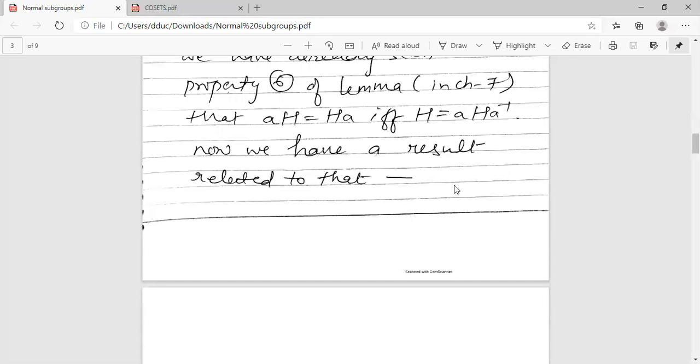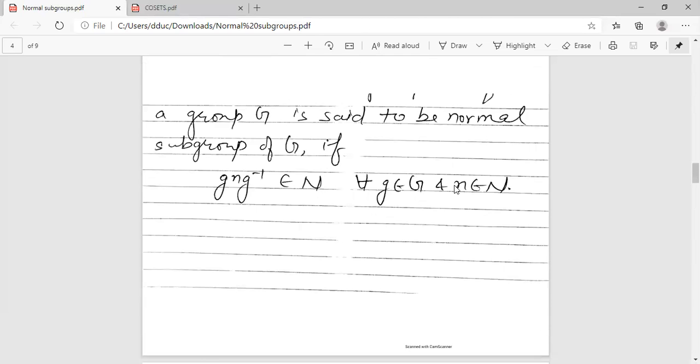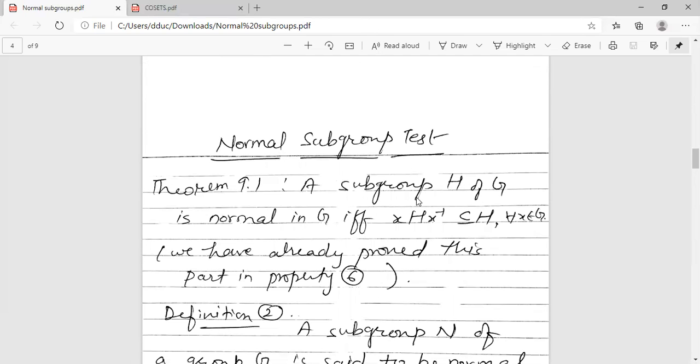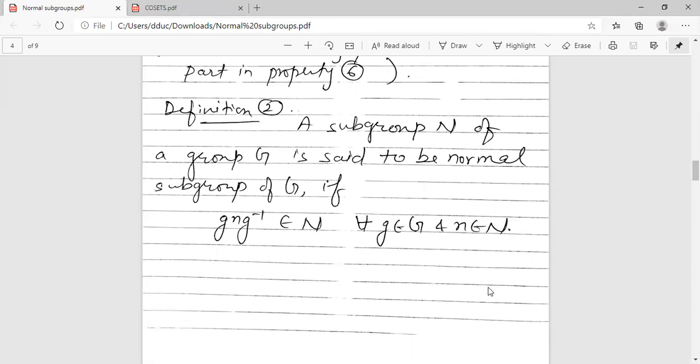So in this normal subgroup test, we are saying that H is a normal subgroup of G if and only if XHX inverse is contained in H. This result we have already proved in the previous video when we were studying the properties of cosets. There we proved 7 properties of coset. So the proof of this theorem you can see from the previous lecture. That was property number 6 in that video.